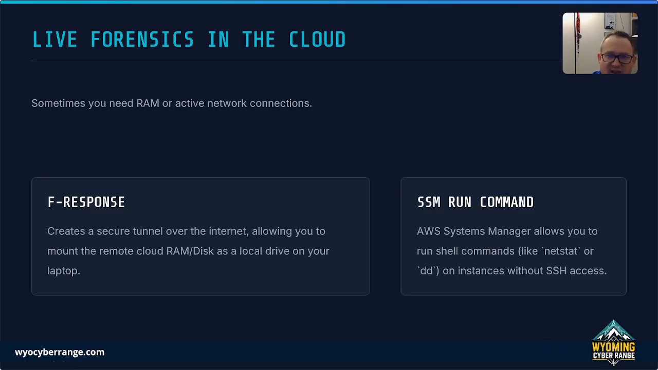Now, sometimes a static snapshot isn't enough. You may need the contents of the RAM to view active network connections. So I mentioned F-Response. F-Response is a commercial tool that gives us a secure iSCSI tunnel over the internet. Now, we can mount the remote RAM or disk to our local forensic laptop, just like if we were plugged into it locally. It's really cool that they can do that, but remember, we're over the internet, so let's see how long this is going to take. It could take some time.